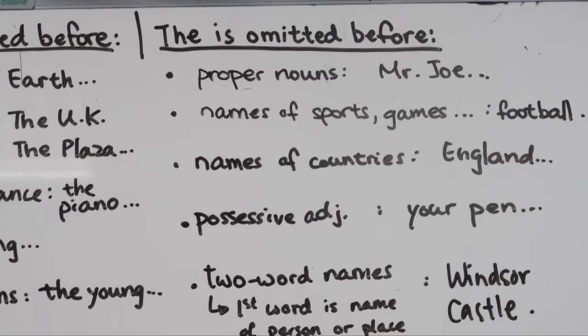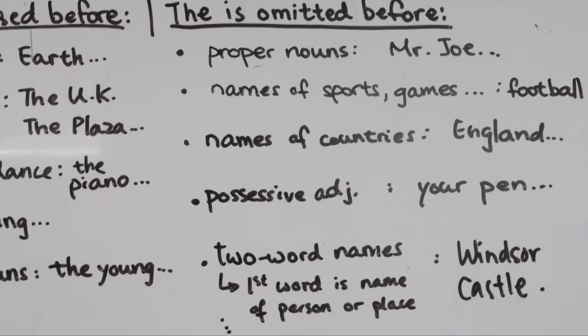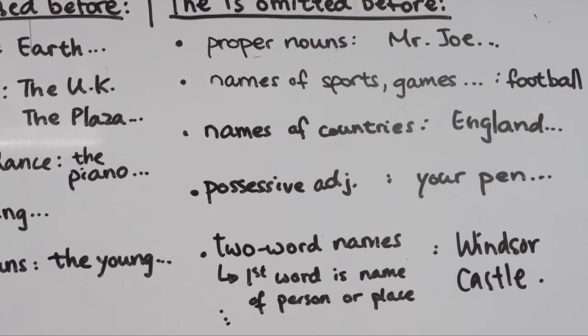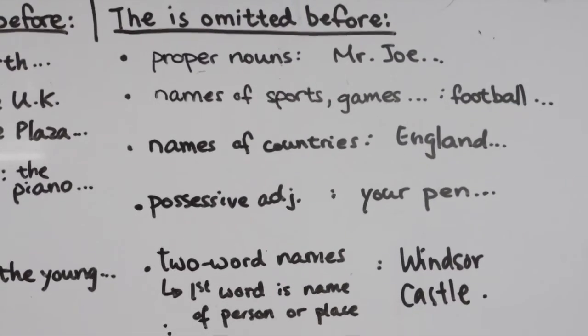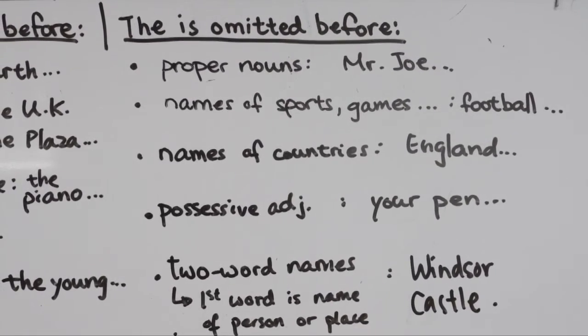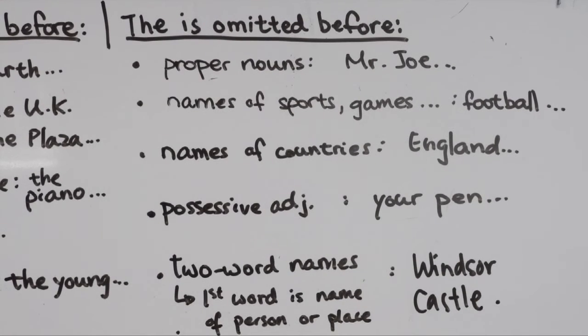Now let's go to how we use before, okay? The before, this is omitted, so removed. So really, we don't really use them, okay? But we have to know why, okay? So for proper nouns, for example, my name, right? We don't say The Mr. Joe is my English teacher. We just say Mr. Joe is my English teacher. No need the definite article the.